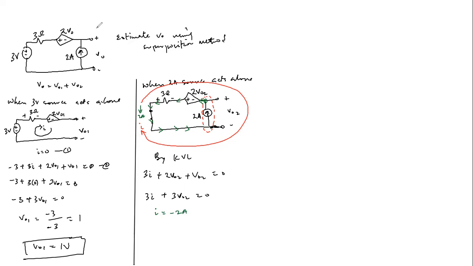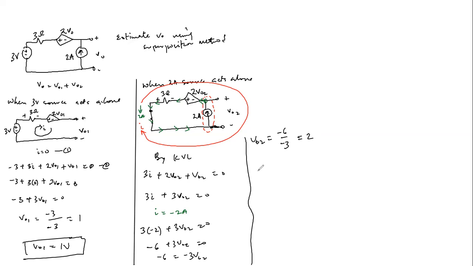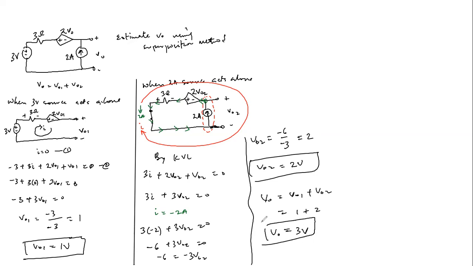So it means that I is the same as minus 2 ampere. If we substitute that into this, that will be 3 times minus 2 plus 3 V naught 2 equal to 0, so minus 6 plus 3 V naught 2 equal to 0. So minus 6 equals minus 3 V naught 2. Then V naught 2 is minus 6 divided by minus 3, which is 2. So V naught 2 is 2 volts. So by superposition, V naught is V naught 1 plus V naught 2, which is 1 plus 2. That gives us 3 volts. Very simple.